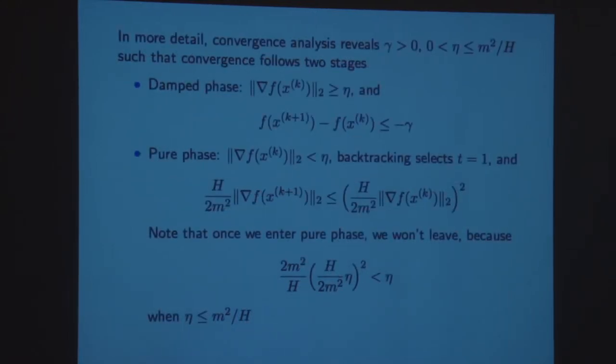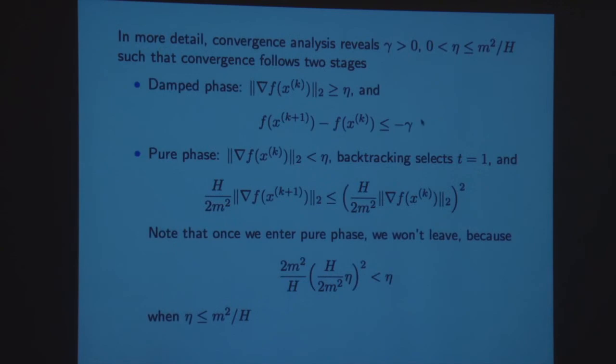And it shows that, like we said, the convergence of Newton's method follows two phases. The first phase is called the damped phase, and it's defined by the set of iterates for which the gradient of f at the kth iteration has 2 norm larger than eta. And what we can show in that phase is that every Newton step makes progress of at least gamma. So the difference between f of x k plus 1 and f of x k is less than or equal to minus gamma.